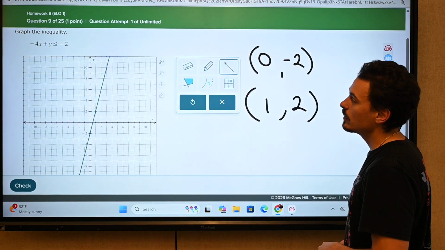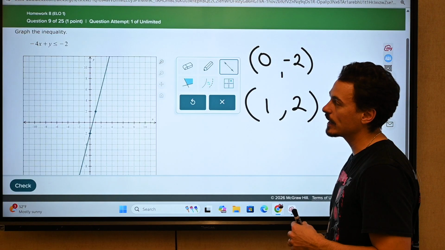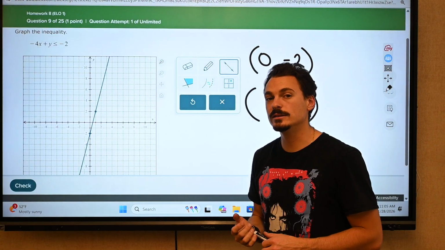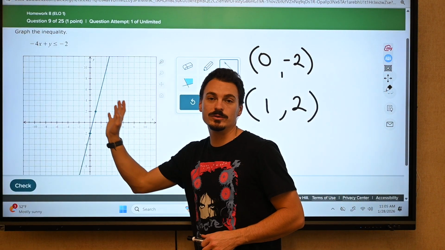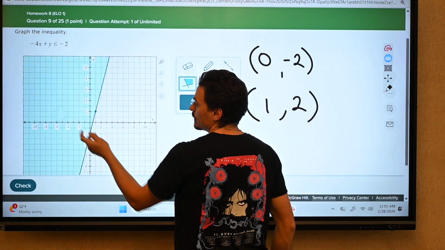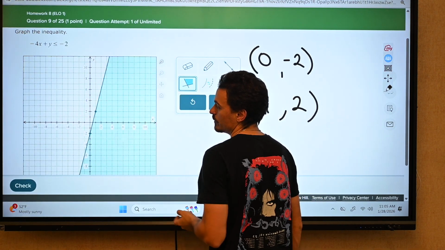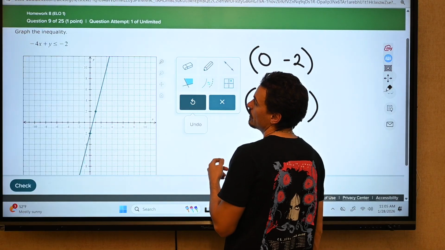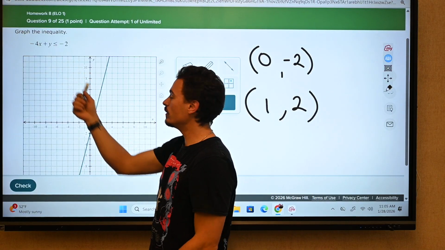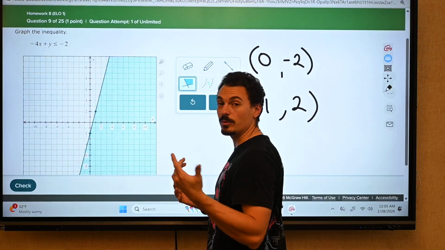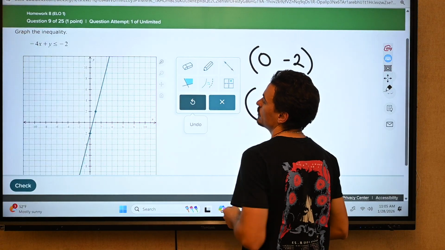Now, on these questions, I need to check to see which region I'm going to graph, which region I'm going to shade. So I either need to shade this region or this region. I don't know yet, okay? Based on the inequality, you would think it'd be this region. So we have to check. Okay, here's how you check.